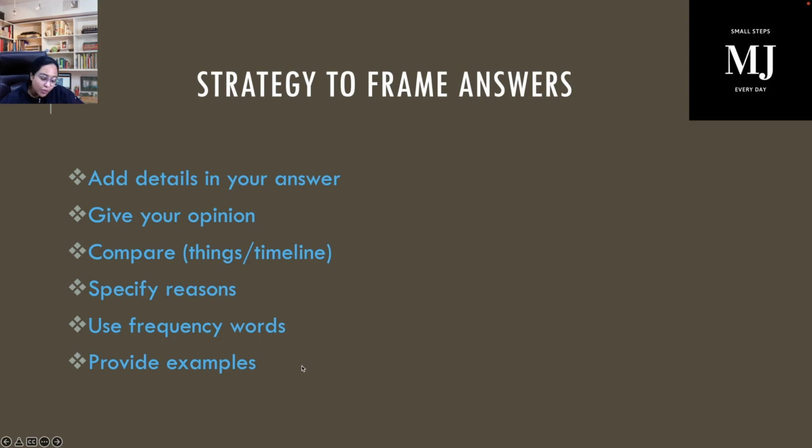Then, using the frequency words. What were the frequency words quickly? Yes, the frequency words were usually, then occasionally, seldom, never, rarely, and all of those. So do watch the previous video. Provide examples. Now, examples are important. We know it by now. So if you keep this strategy, as I said, nobody can let you have a low band score.